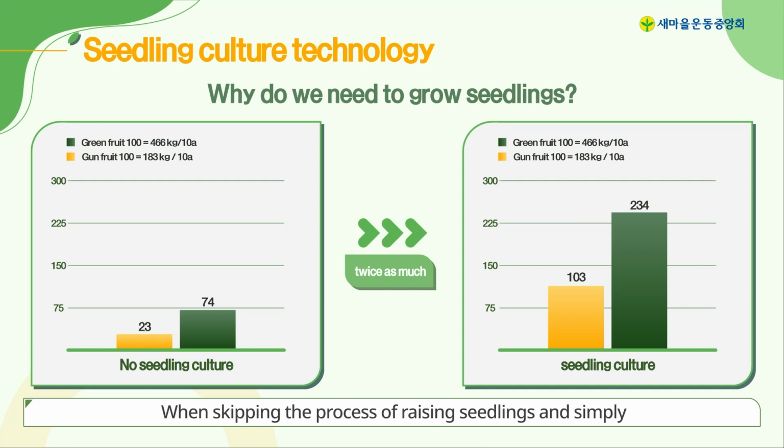When skipping the process of raising seedlings and simply planting seeds in the field, you can tell that the number of plants drops considerably, to a minimum of 20 to a maximum of 70. This means that successful culture of seedlings is the basics of vegetable farming.